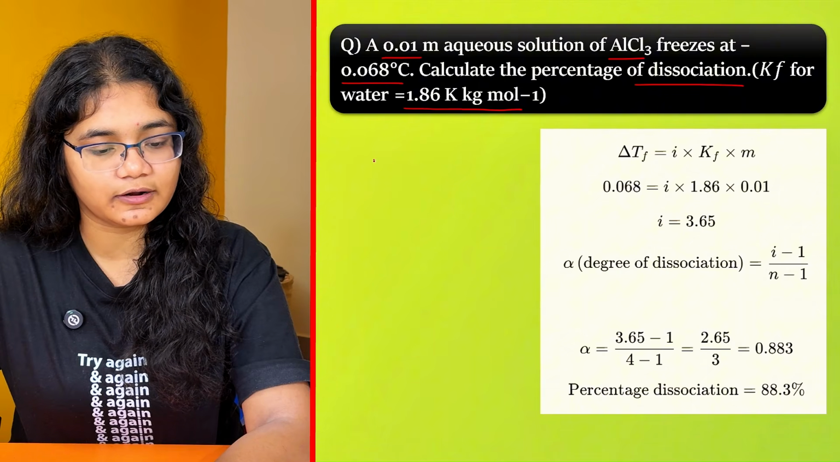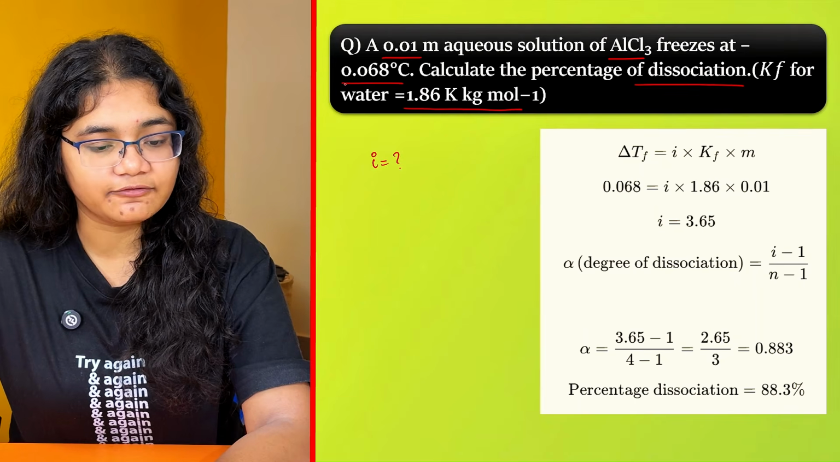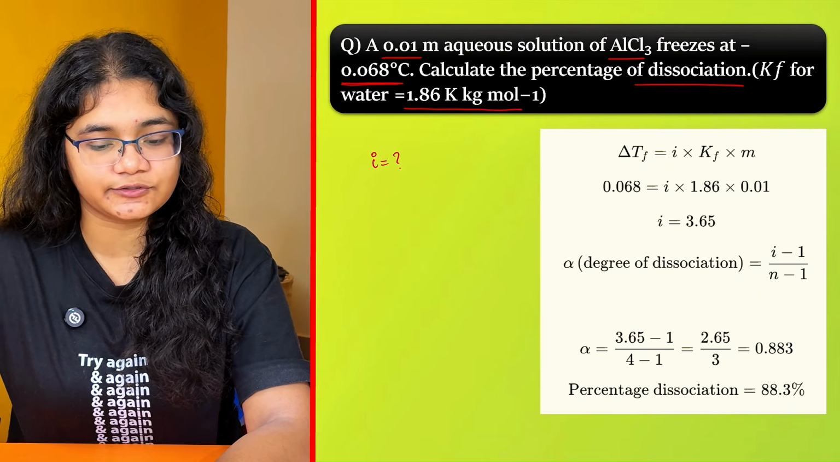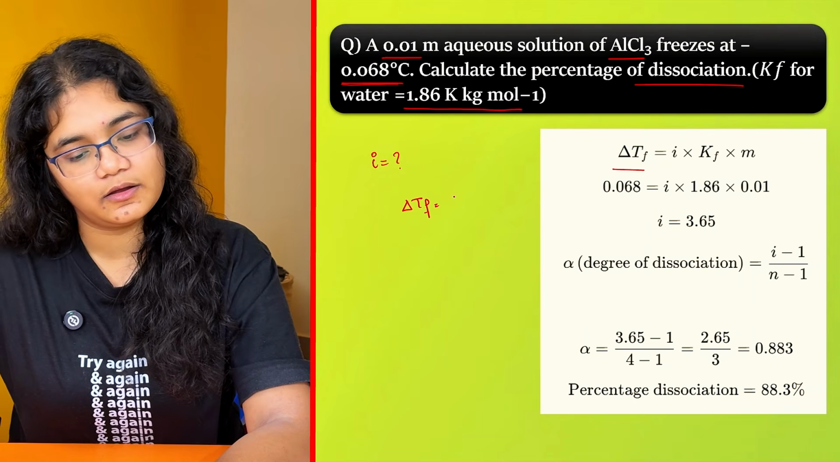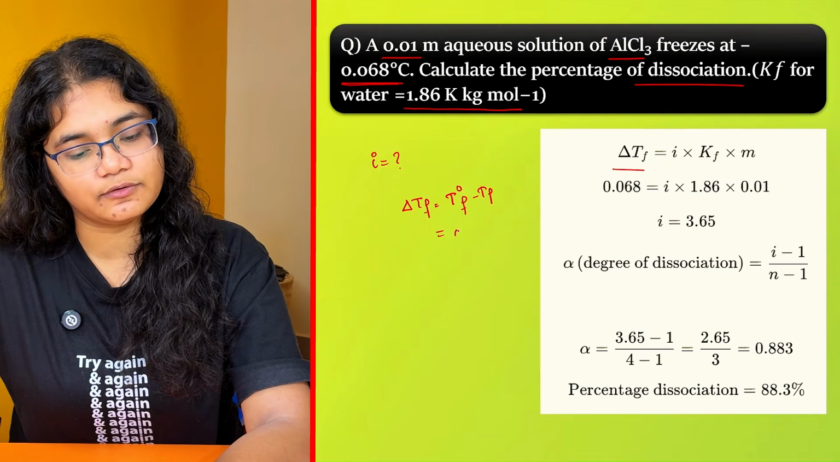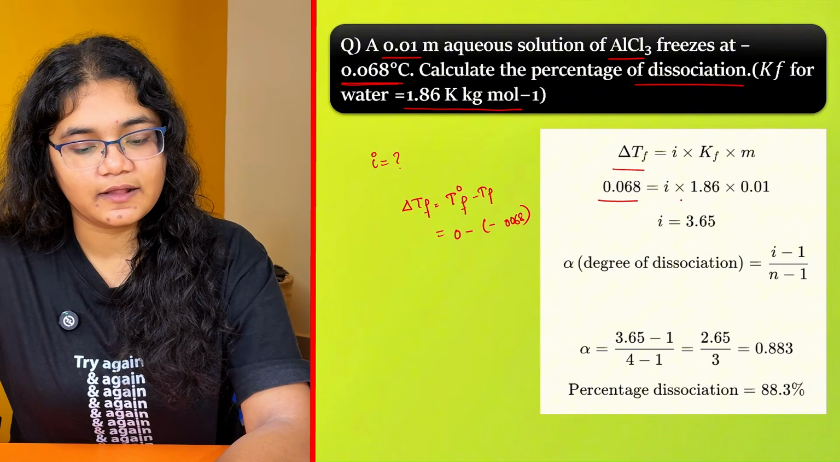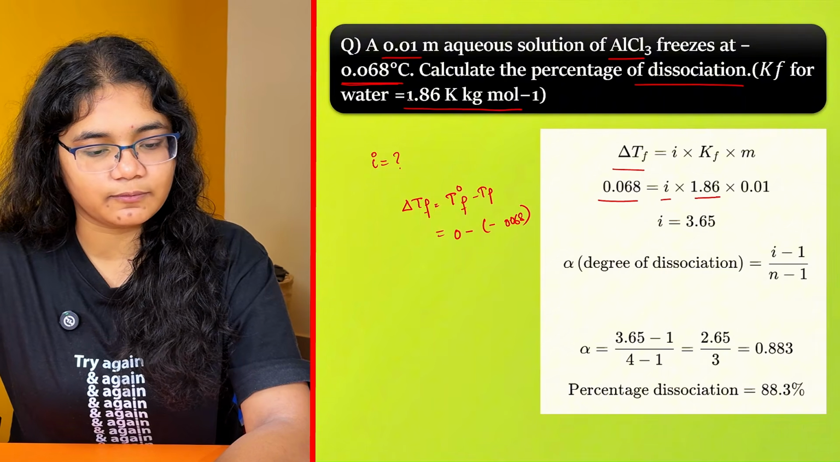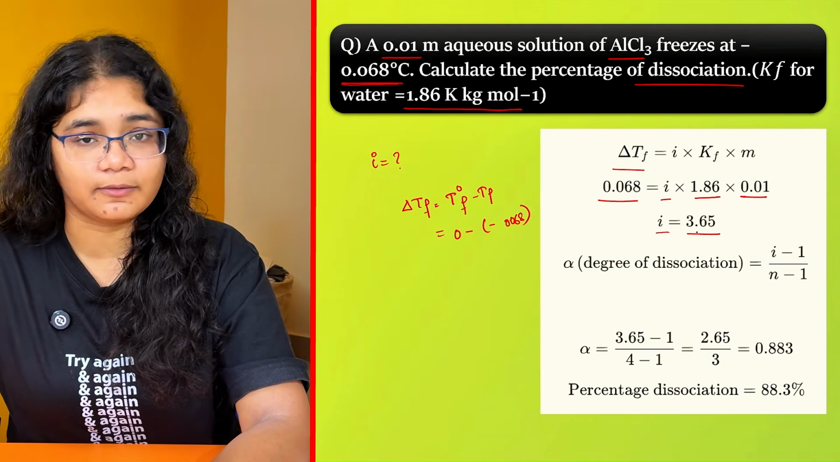First of all, the value you have to calculate is the i value. You have seen that it freezes at 0.068 degrees Celsius, so I can calculate delta Tf. Delta Tf value will be what? T naught f minus Tf, that is equal to 0 minus (minus 0.068), which gives me plus 0.068. Then i value is unknown, Kf value is 1.86 and molality is 0.01. So from that I can get i value as 3.65.